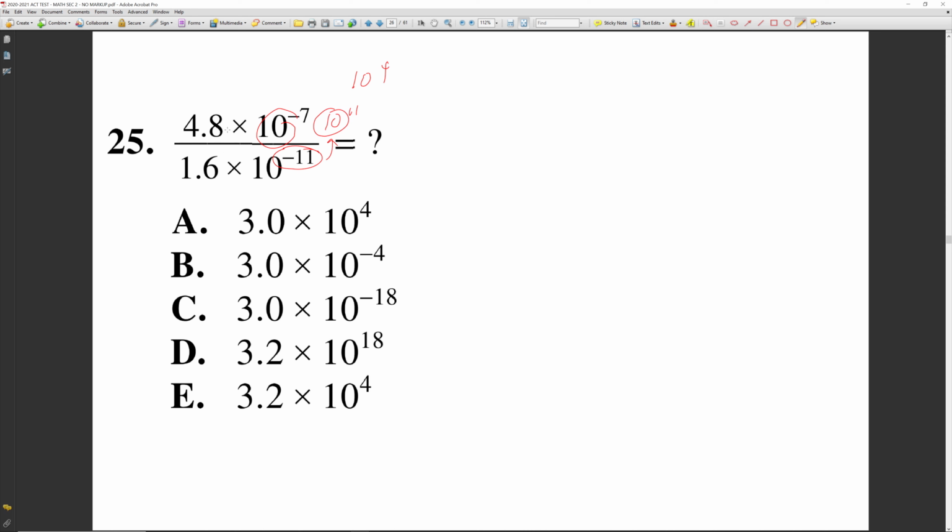So with that said, we look at the coefficients now here. Multiples of 1.6 are there in 4.8. The answer is 3. So it's 3 times 10 to the 4. The only answer that has that is A. In reality, this was a 10-second problem. That's what I'm talking about.